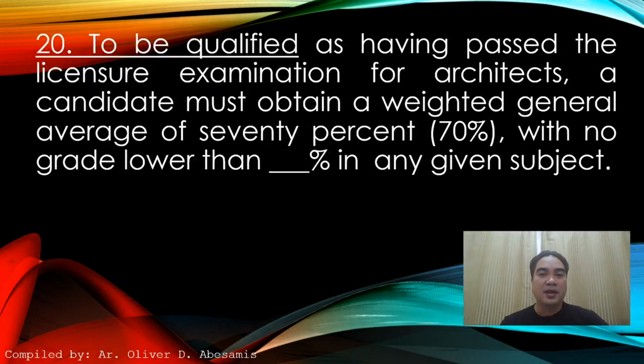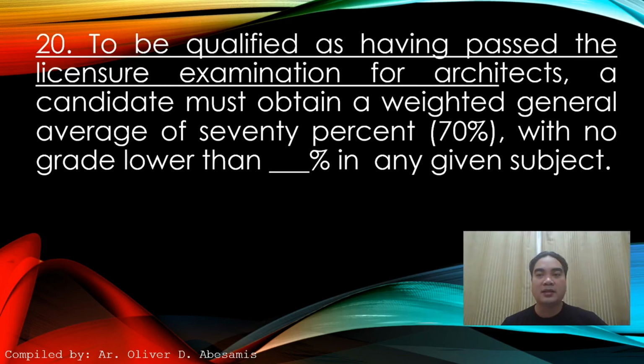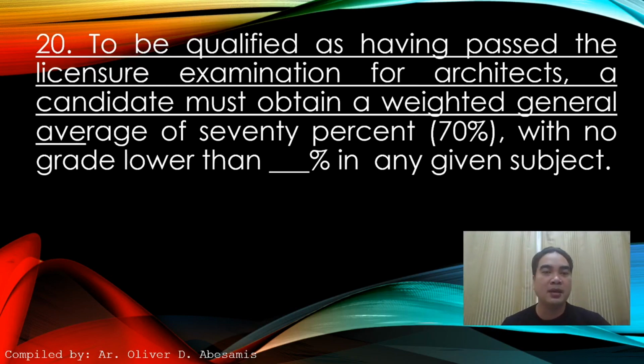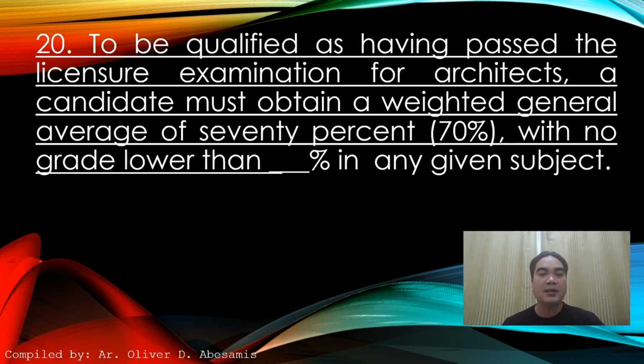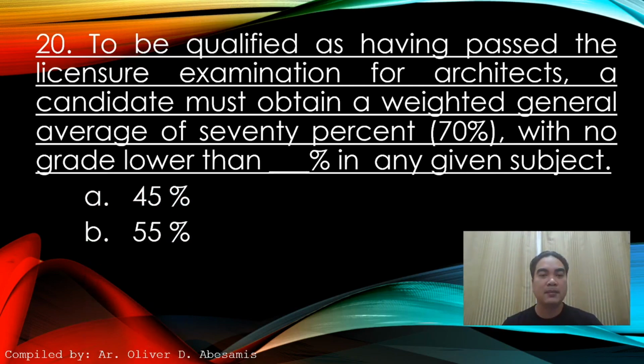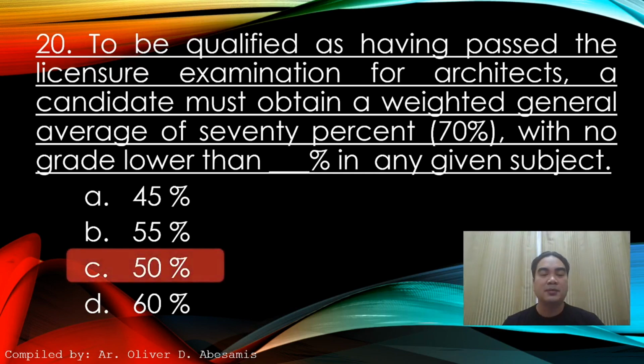Next, to be qualified as having passed the licensure examination for architects, a candidate must obtain a weighted general average of 70% with no grade lower than blank percent in any given subject. A. 45%. B. 55%. C. 50%. And D. 60%. Answer? C. 50%. Again, a candidate must obtain a weighted general average of 70% with no grade lower than 50% in any given subject.